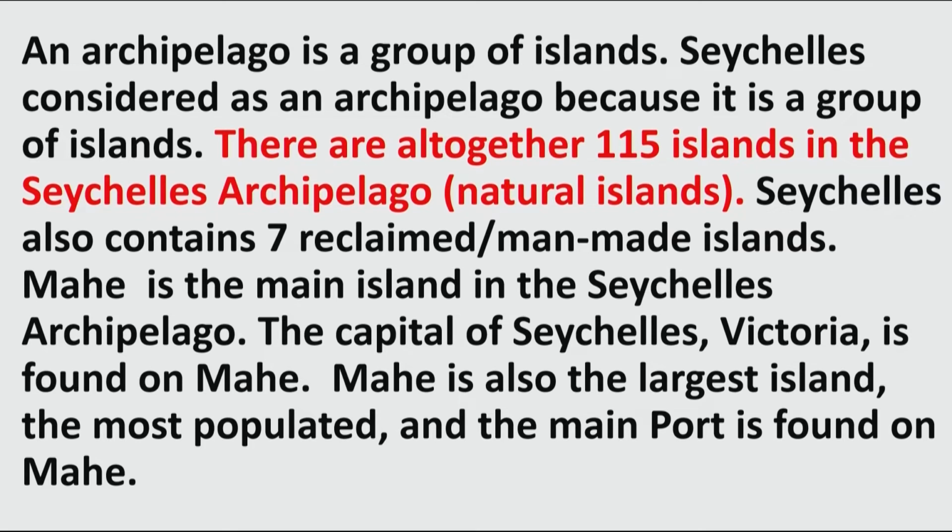An archipelago is a group of islands. Seychelles is considered as an archipelago because it is a group of islands. There are altogether 115 islands in the Seychelles Archipelago, again talking about the natural islands. And Seychelles contains 7 reclaimed or what we call man-made islands. Mahé is the main island in the Seychelles Archipelago, simply because the capital of Seychelles, Victoria, is found on Mahé. Mahé is also the largest island, the most populated, and the main port, Port Victoria, is found on Mahé.